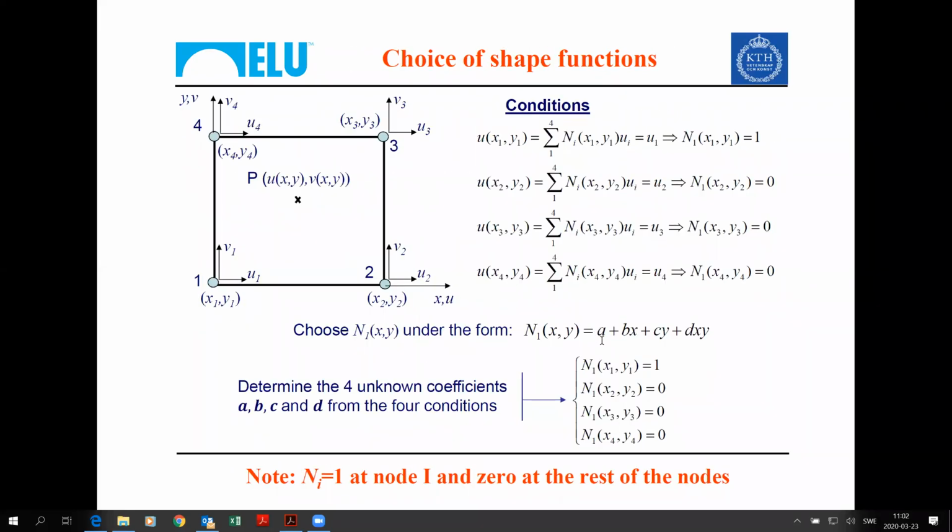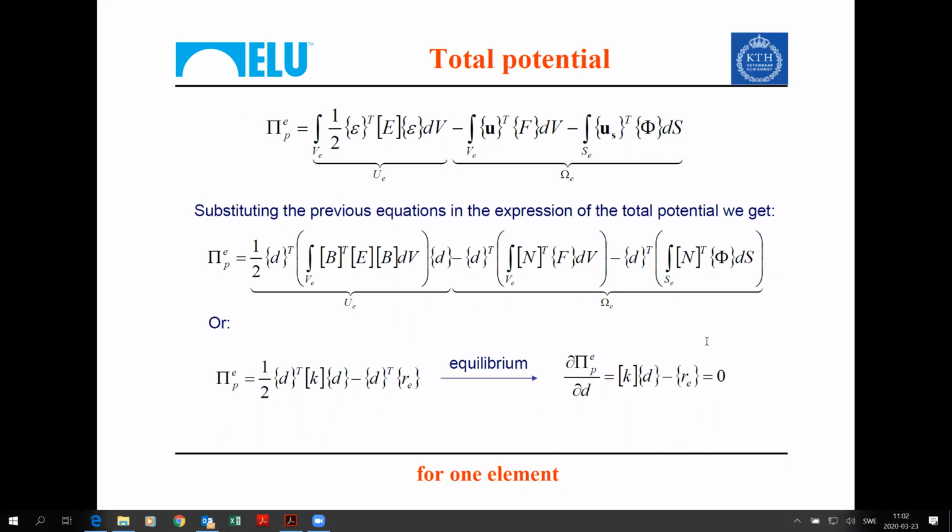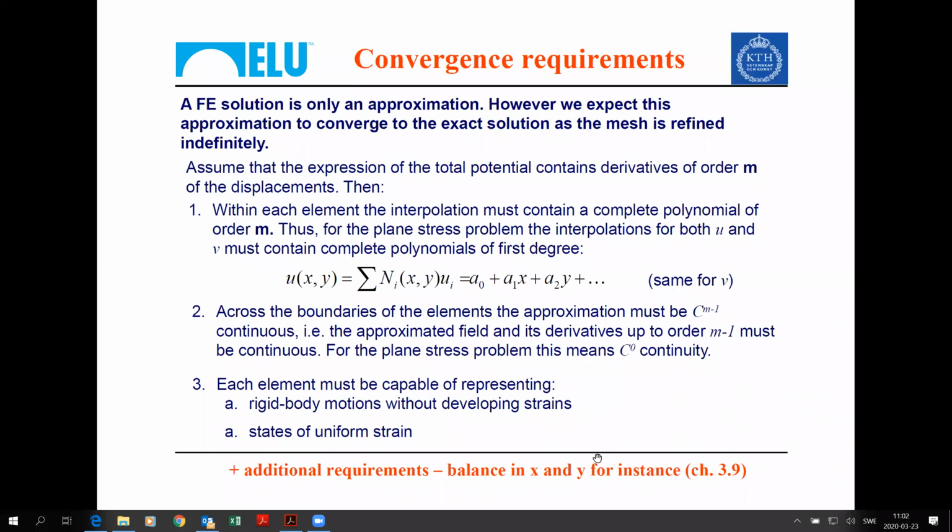My choice here will be A plus BX plus CY plus D times X times Y. I will not choose D times X squared. I will not choose D times Y squared, because that will generate an unbalance in the way in which I look at the two directions. And this might not be beneficial to the solution. So balance in X and Y, the next term that I have here should be A3 times X times Y, to keep the balance between the two directions.